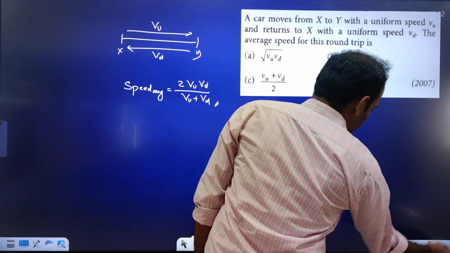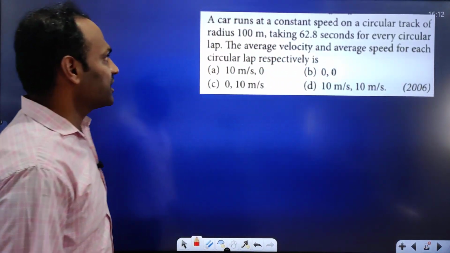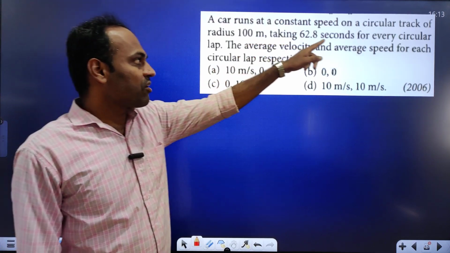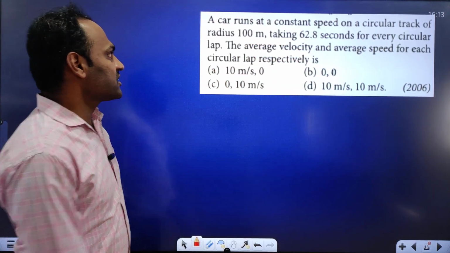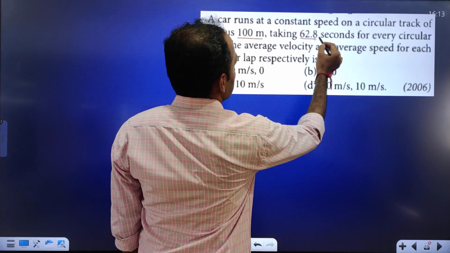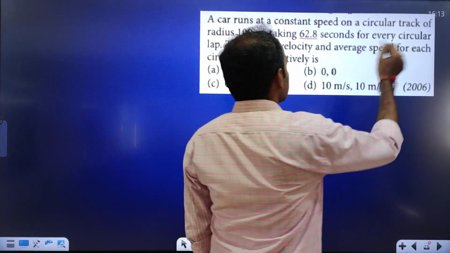Okay, we'll go to the next question then. So the next question is from KCET 2006. See, a car runs at a constant speed on a circular track of radius 100 meter, taking 62.8 seconds for every circle.